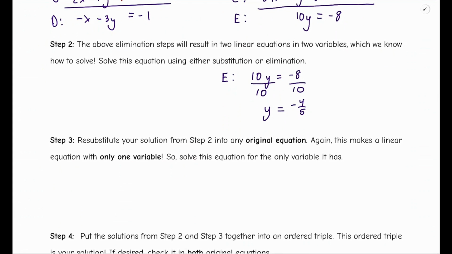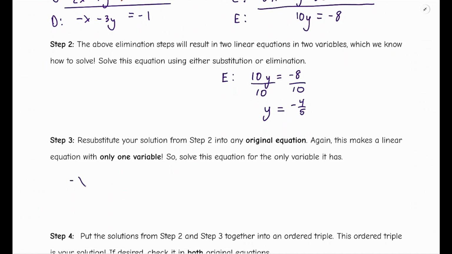Again, this makes a linear equation with only one variable. So solve this equation for the only variable it has. So step 3 is to take your answer from step 2 and plug it into one of the equations from step 1. So either D or E. Well, if I plug it into E, I'm not going to get x. So I'm going to plug it into D.